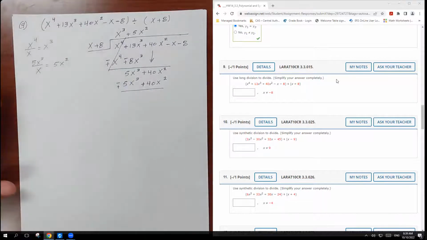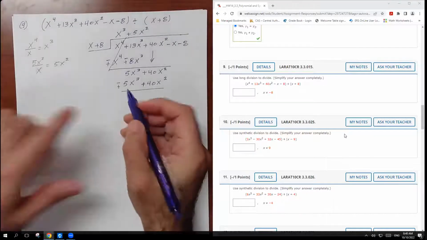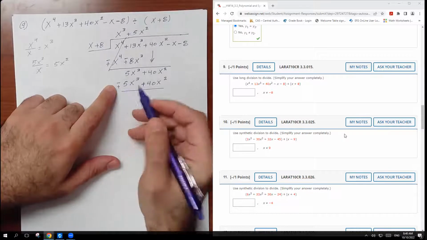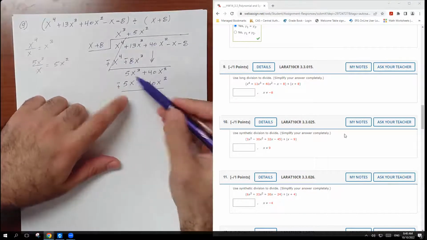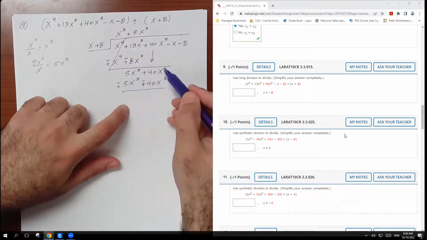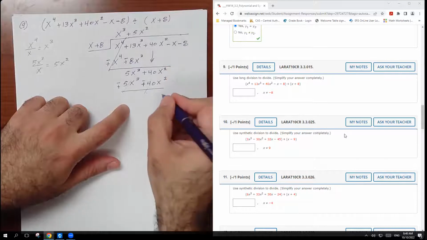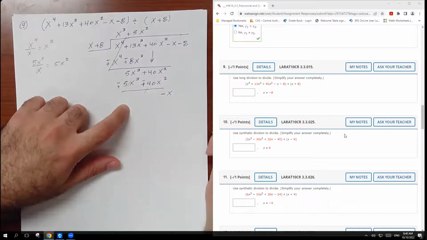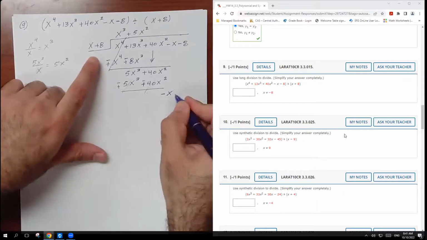Now change the signs. This is positive, it is going to be negative. Positive is going to be negative. In this case, we're going to cancel both. This one is going to cancel, and this one also is going to cancel. We have to bring down minus x, so minus x minus 8.